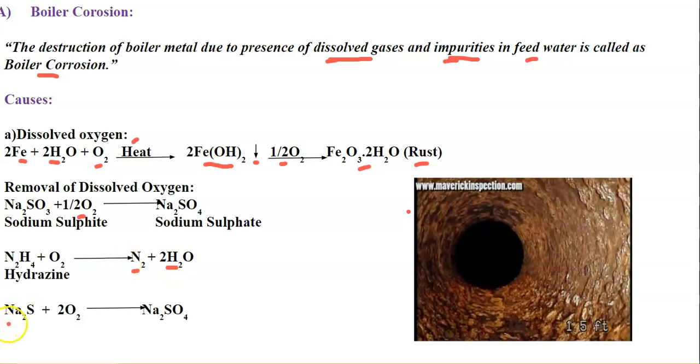And the third method is by adding sodium sulfide. So if we add sodium sulfide, it will react with dissolved oxygen to form sodium sulfate, which is again a water soluble salt. And we know water is not hard due to presence of salt of light metal ions. So if water contains salts of light metal ions like sodium or potassium, it won't be hard. While water is hard when it contains salts of heavy metal ions like magnesium, calcium, iron, and so on.